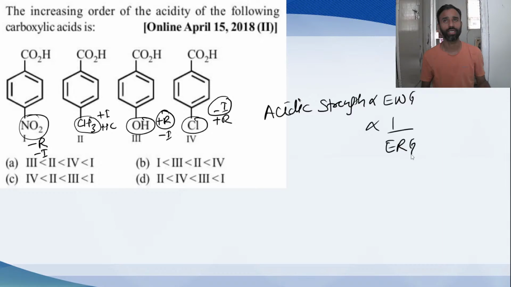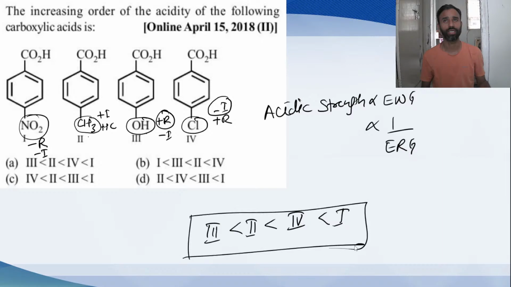So maximum acidic strength is of para-nitrobenzoic acid, then para-chlorobenzoic acid, then, out of these two, methyl and OH, both are electron releasing groups, but OH is electron releasing due to plus R effect, and CH3 is electron releasing due to plus I and hyperconjugation. That's why the second is more electron releasing than the third. So it is third, second, fourth, first.